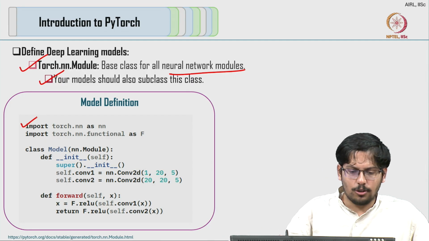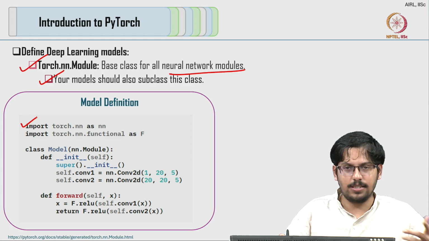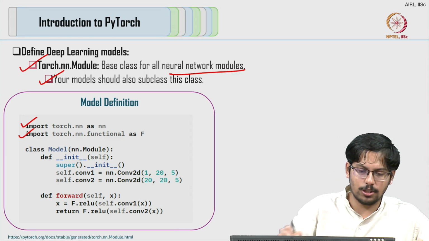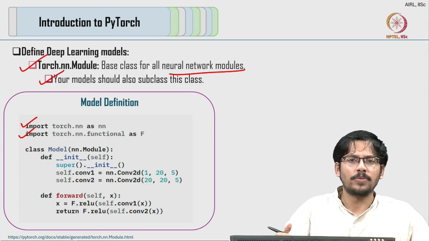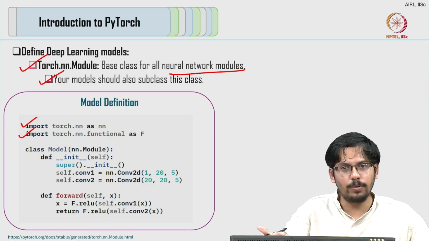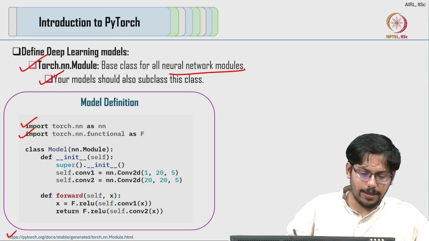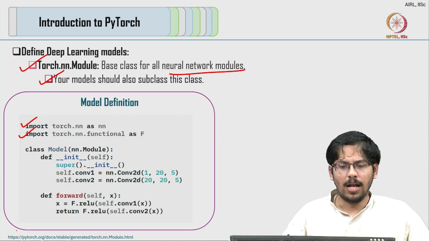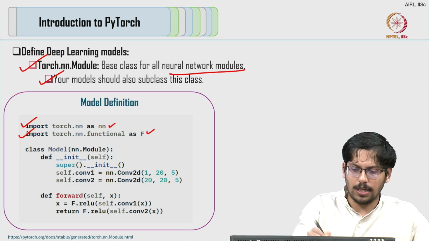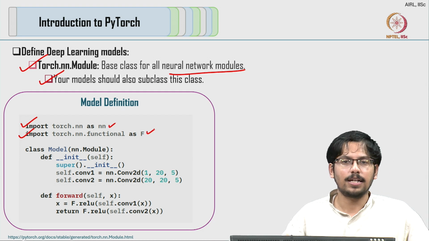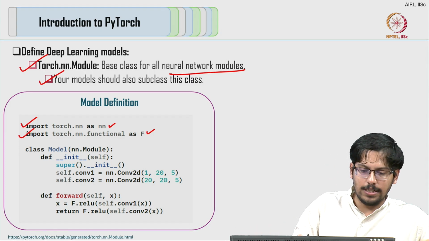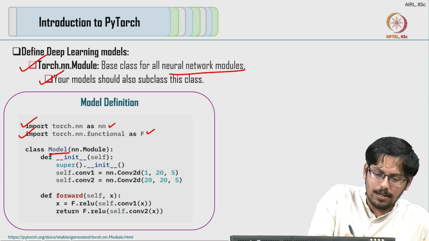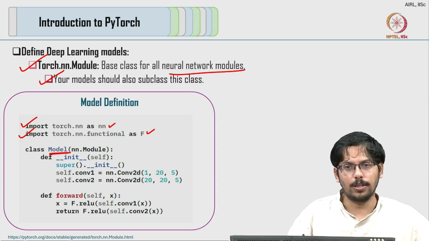Now, we import torch.nn as nn, which is very important, and we import torch.nn.functional as F. Both of them are very important, and one recommendation would be that you go to the PyTorch official documentation and read what these import statements are. That would give you much better clarity. Okay. Now, what we want to do is define a class Model, which is our model.